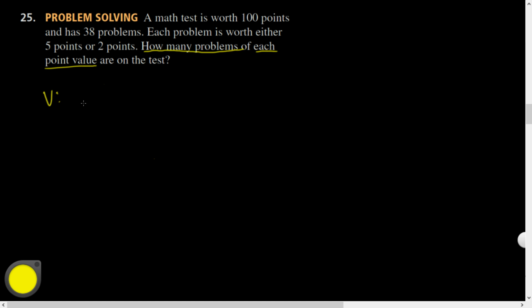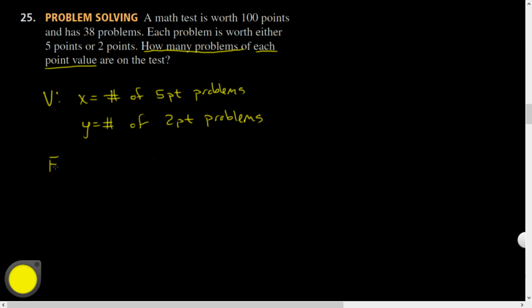So my variables should be X is the number of 5-point problems. Okay. And Y is the number of 2-point problems. All right, so you guys see how I got around to the point of writing these variables? I just look at what question they were asking, and then I wrote unknowns that were in those terms.